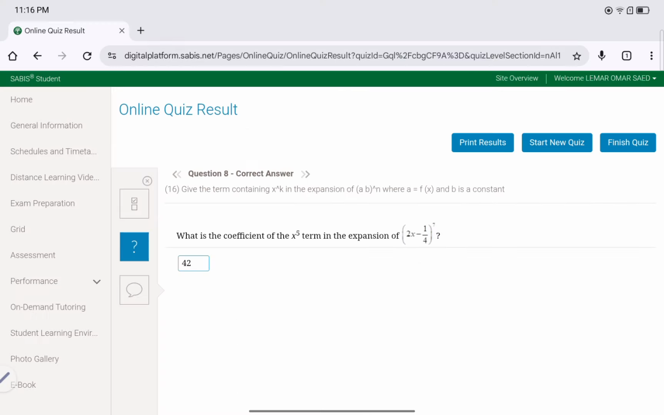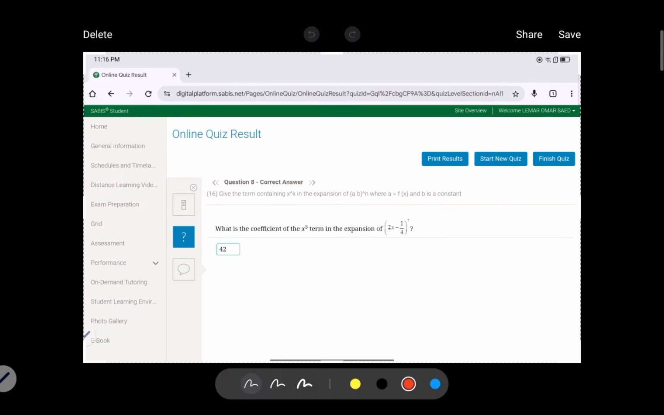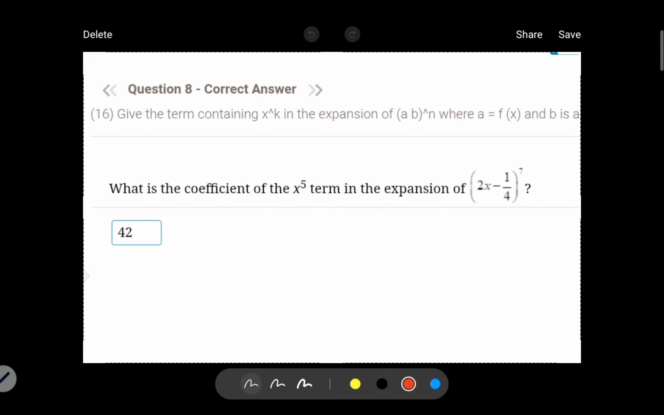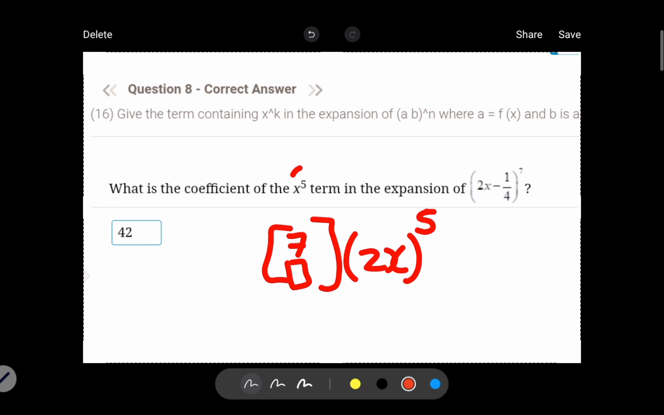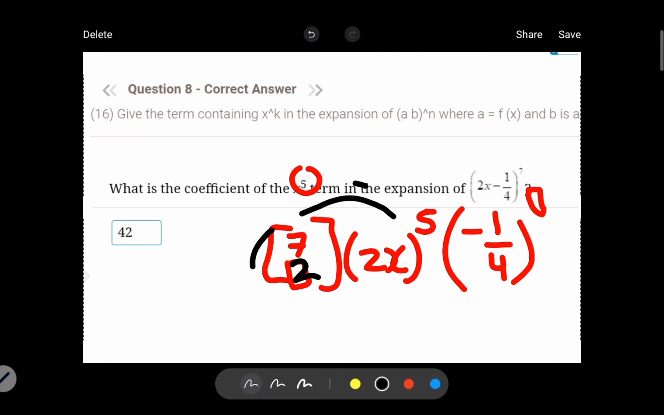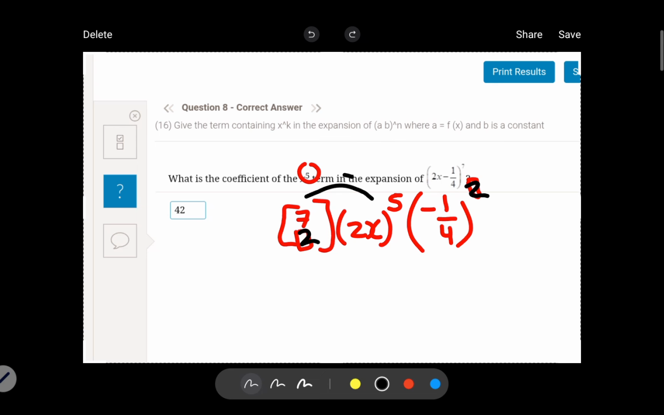Okay, they said they wanted x to the power of 5. So you do this 7 and box, 2x to the power of 5. They said they wanted the power of 5. Then negative 1 over 4 to the power of, we don't know what. It has to be the same as this. So this minus this is 2. It's also this minus this will give you this, but this is not the point here. Okay, and then here 2. You just put it on the calculator.